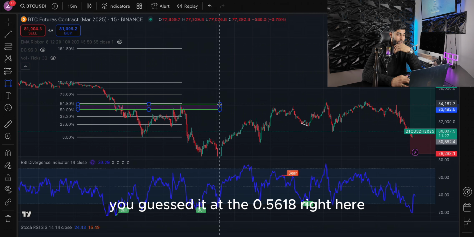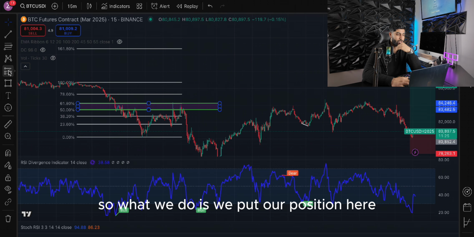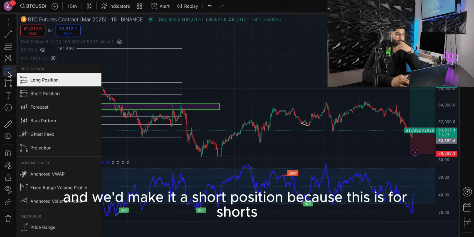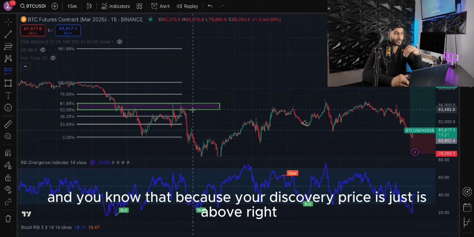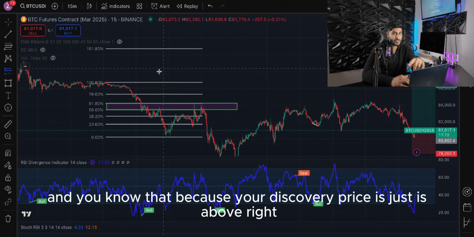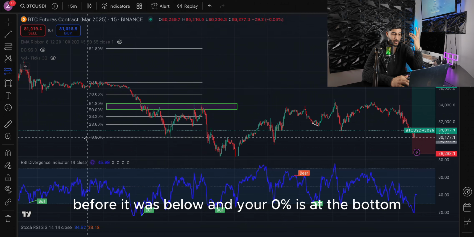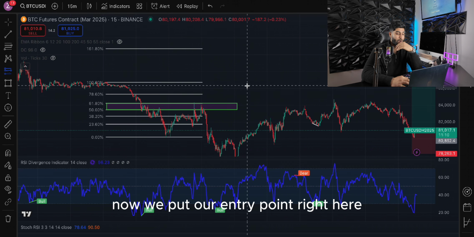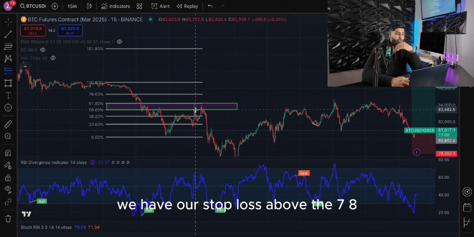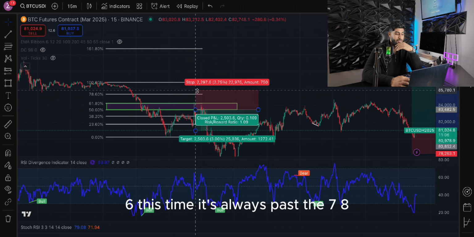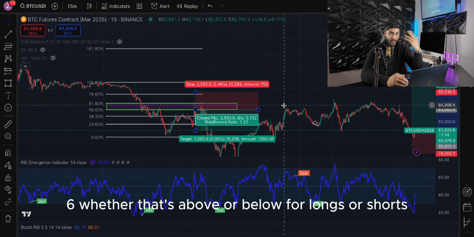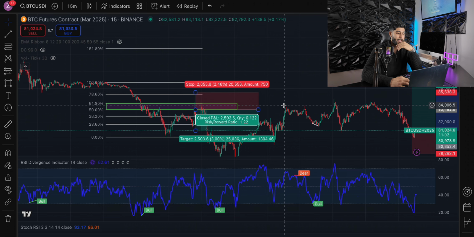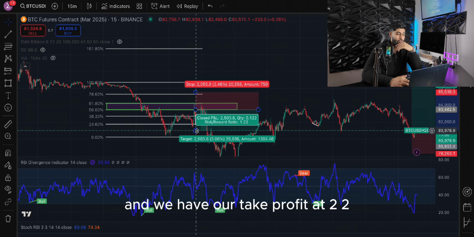So here you can see in this example, we have our golden ratio, you guessed it, at the 0.5 to 0.618 right here. So what we'd do is we'd put our position here and we'd make it a short position because this is for shorts, and you'd know that because your discovery price is above. Before it was below, and your 0% is at the bottom, 100% is at the top, for those of you who want to see it that way as well. Now we'd put our entry point right here. We have our stop loss above the 0.786 this time. It's always past the 0.786, whether that's above or below for longs or shorts. And we have our take profit at 2 to 1.